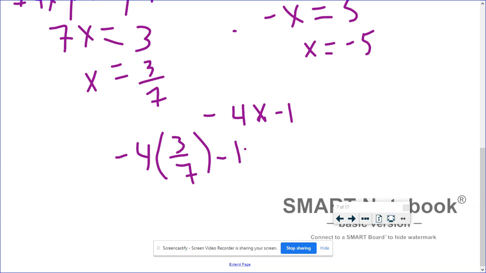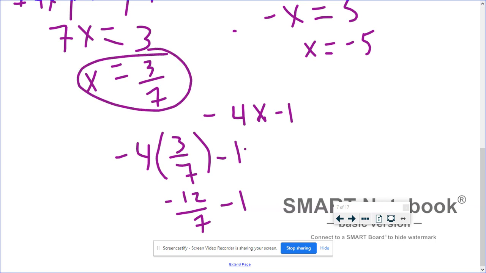However, what's going to happen is you're going to end up with negative 12/7 minus 1. I can figure out what that actually is, but save yourself a couple seconds, because negative 12/7 is negative, right? If you subtract 1 from it, it gets more negative. So it's negative, and that's all that you care about. I don't actually care about what that number is. I care about whether it's positive or negative. I know that it's a negative number. So that means the solution of 3/7 is extraneous.